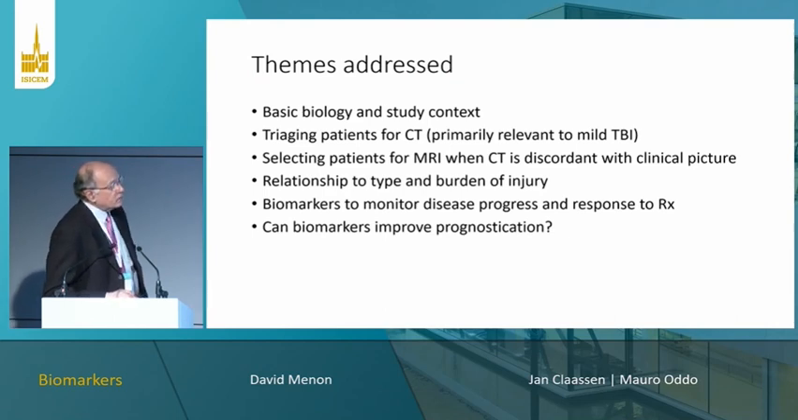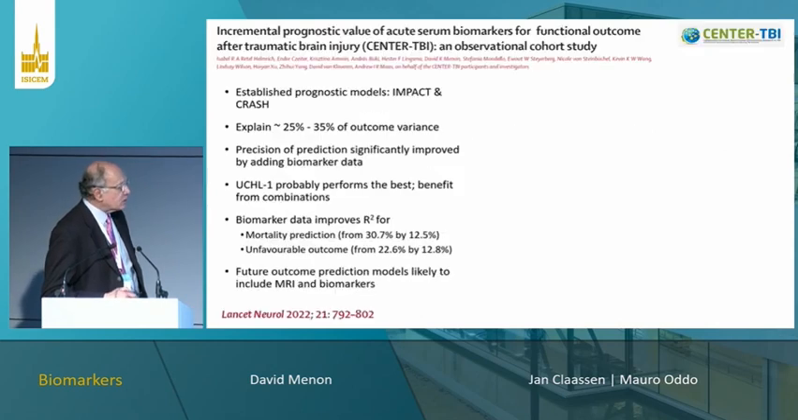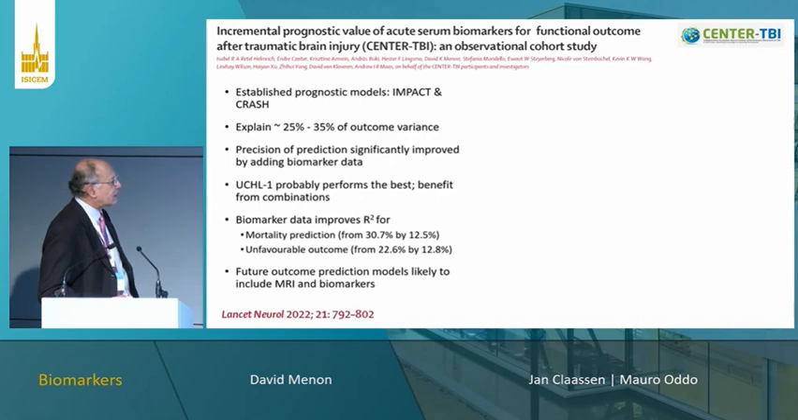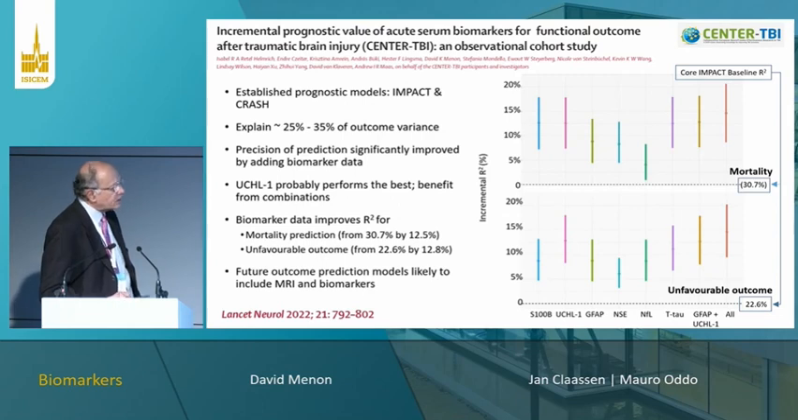What about prognostication? We've talked about other things. Well, yes, it looks as though it is prognostic. So this was the paper that came out in Lancet Neurology. We know that we have established prognostic models from CRASH and IMPACT, and these explain about 25 to 35% of the outcome variance. What we found is that this prediction was significantly improved by adding biomarker data, best for UCHL1, and improved mortality prediction by 12.5% and unfavorable outcome by about the same amount. So I think future outcome models will take account of this, and this is a graphic representation.